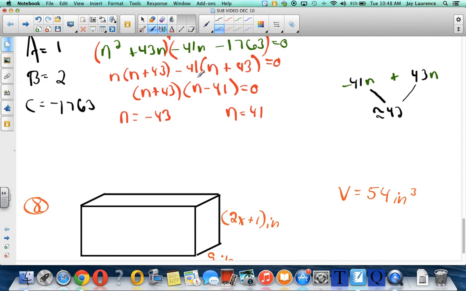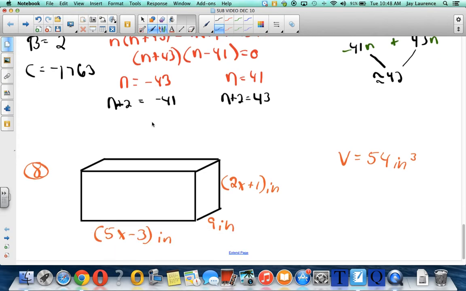Now, I have two answers, but they're two different answers. Those are n. I need to know what n plus 2 is. Well, n plus 2 is going to be negative 41, isn't it? If I add 2 to n, and n plus 2 over here is going to be 43. There's actually two sets of answers. It could be 41 and 43, because if I multiply those, I get 1,763. But it also could be negative 41 and negative 43, because if I multiply those, I get positive 1,763.